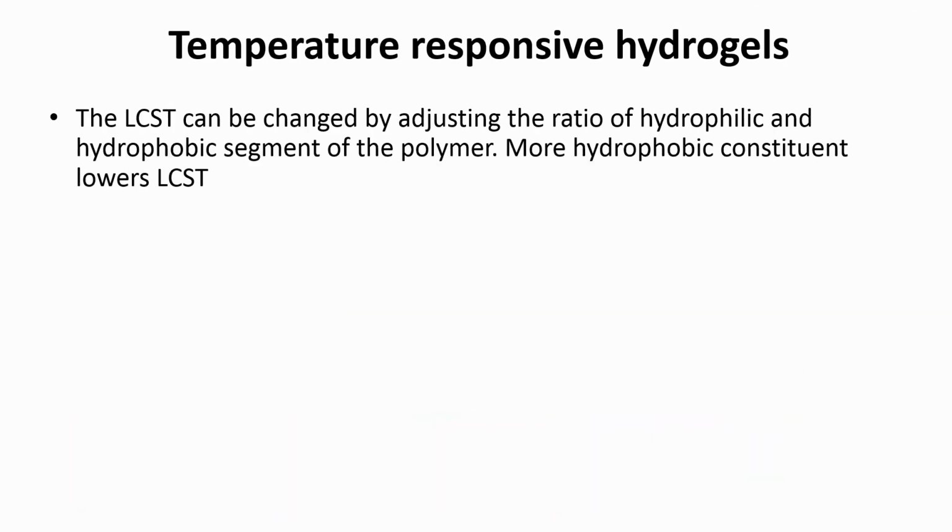I hope this is clear now. So, now we define this term as LCST, lower critical temperature, and this can be adjusted by adjusting the ratio of the hydrophilic and the hydrophobic segments. So, you can have different types of polymers that are designed to have various LCST depending on how much hydrophilic and hydrophobic domain you are putting in. The more hydrophobic domain, the lower the LCST.